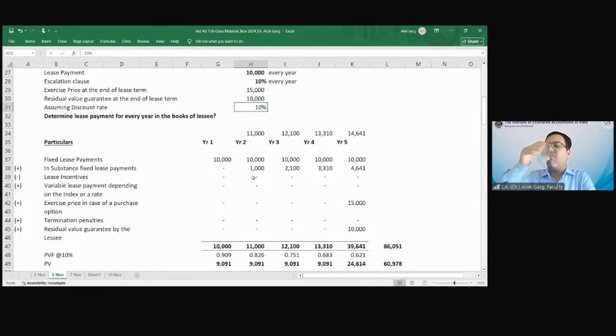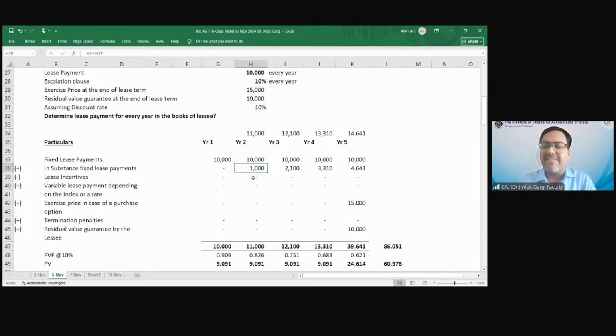Present value calculations. Sir, for the present value calculation. Yes. So these are the future lease payments at the end of 1 year, 2 year, 3 year, 4 year, 5 year. Now, at the commencement date, the lessee has to recognize the lease accounting.